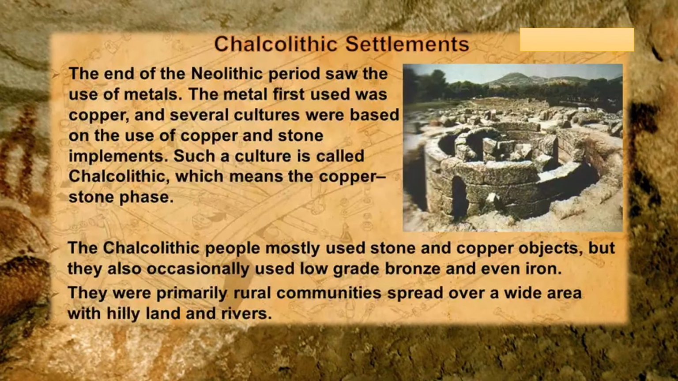Chalcolithic settlements. The end of the Neolithic period saw the use of metals. The metal first used was copper, and several cultures were based on the use of copper and stone implements. Such a culture is called Chalcolithic, which means the copper-stone phase. The Chalcolithic people mostly used stone and copper objects, but they also occasionally used a low grade bronze and even iron. They were primarily rural communities spread over a wide area with hilly land and rivers.